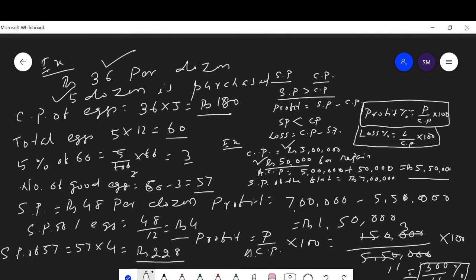SP is equal to 228, CP is equal to 180. Then we can find out the profit is equal to 228 minus 180 is equal to rupees 48. On this deal, the shopkeeper gets a total profit of rupees 48.